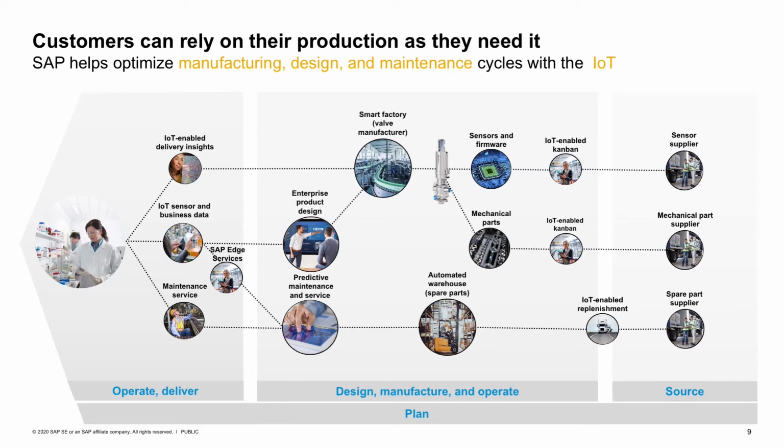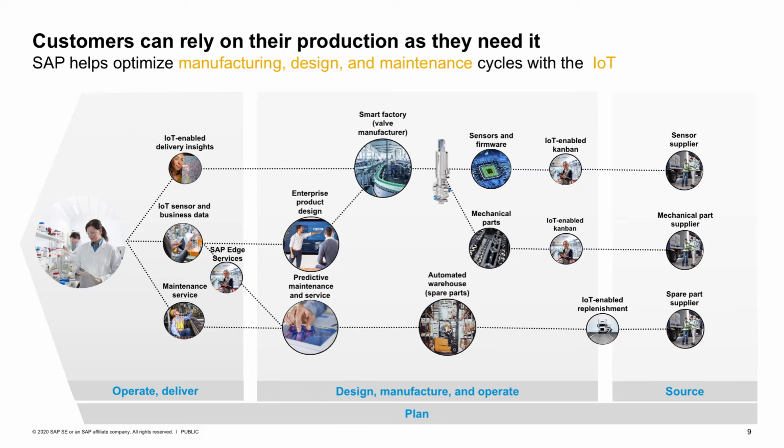The smart valve manufacturer is also using Internet of Things technology in its own production. For example, with SAP Internet of Things enabled Kanban. IoT-enabled Kanban helps to assure that the required material is available during the production process without disruption. At the same time, it helps to make sure that the material is only provided for actual demand. In this way, the valve manufacturer avoids overstocking and wasting money. IoT-enabled Kanban is used to replenish sensors from a sensor supplier and the mechanical parts from a mechanical supplier just in time.